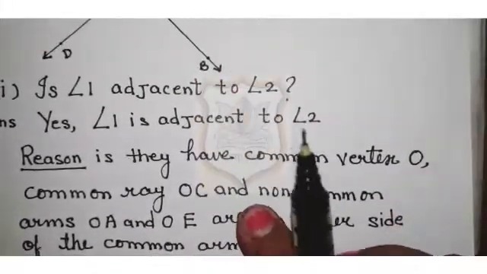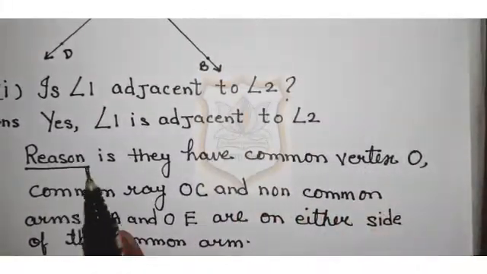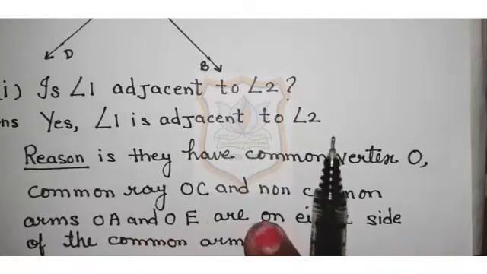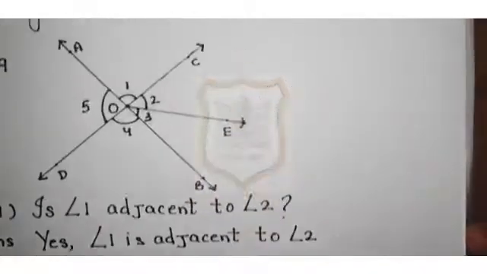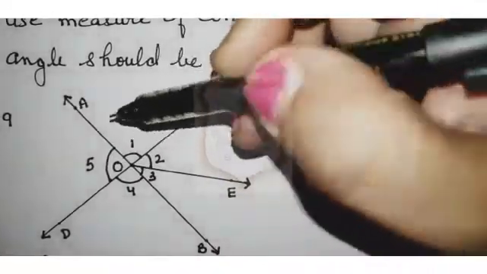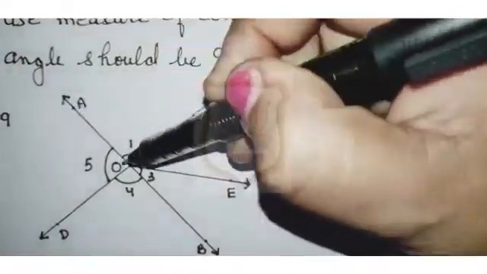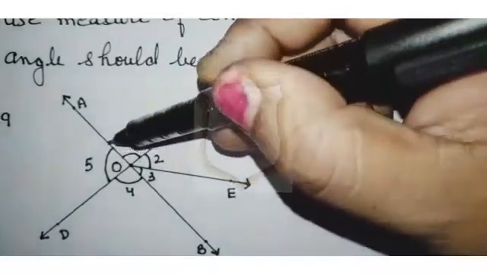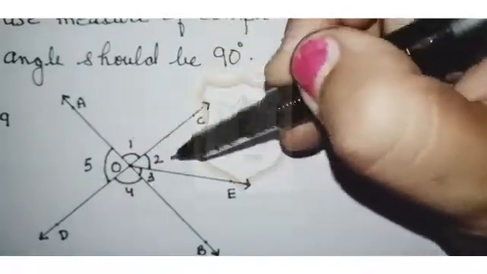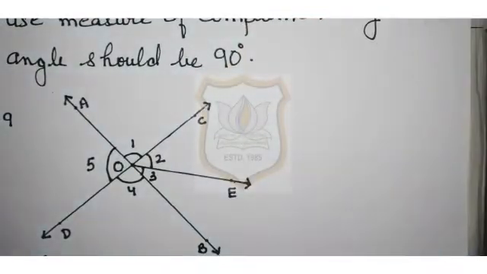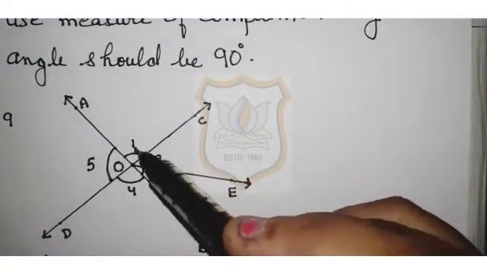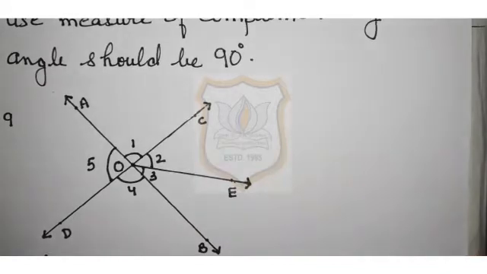And non-common arms OA and OE are on either side of the common arm. The non-common arms OA and OE are on either side of the common arm OC. So we can say that both the angles, angle 1 and angle 2, are adjacent angles.